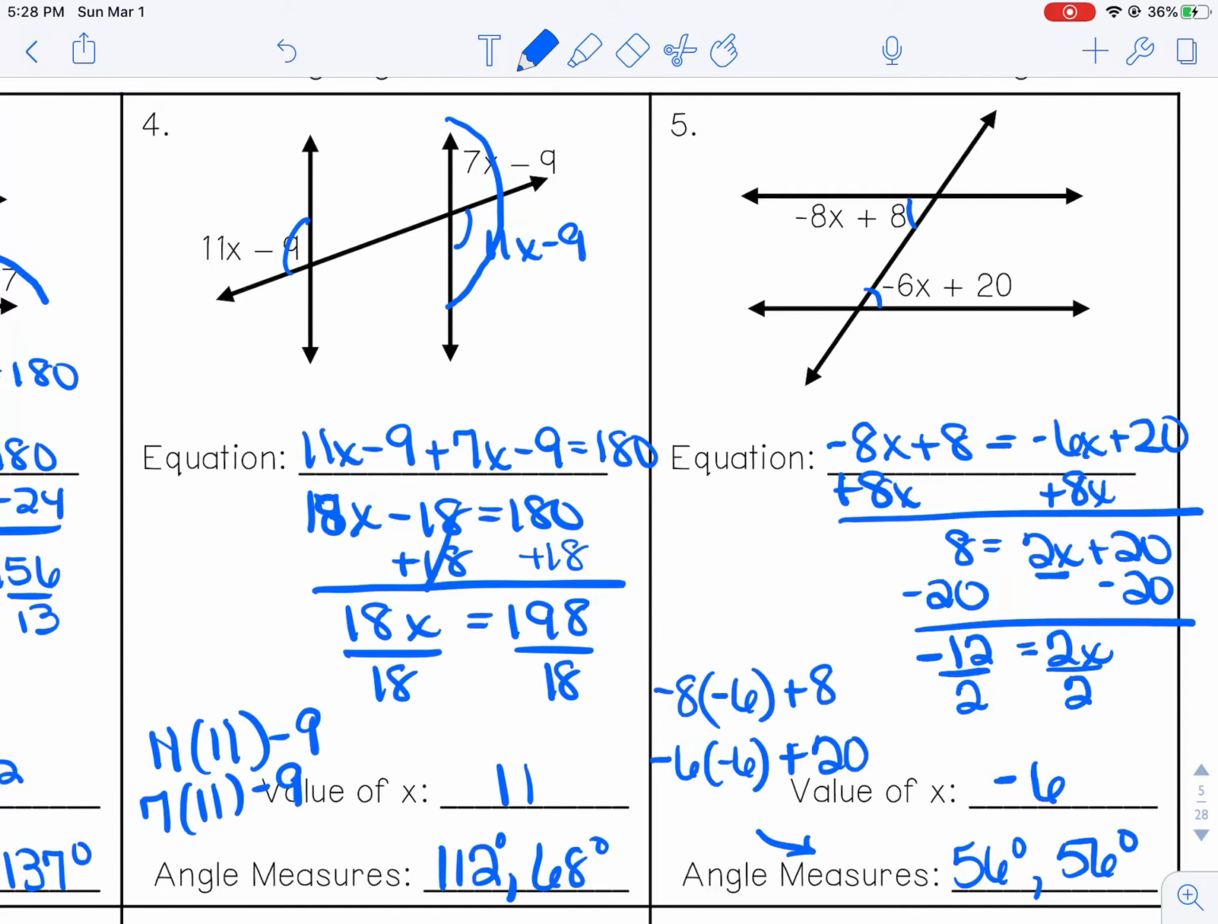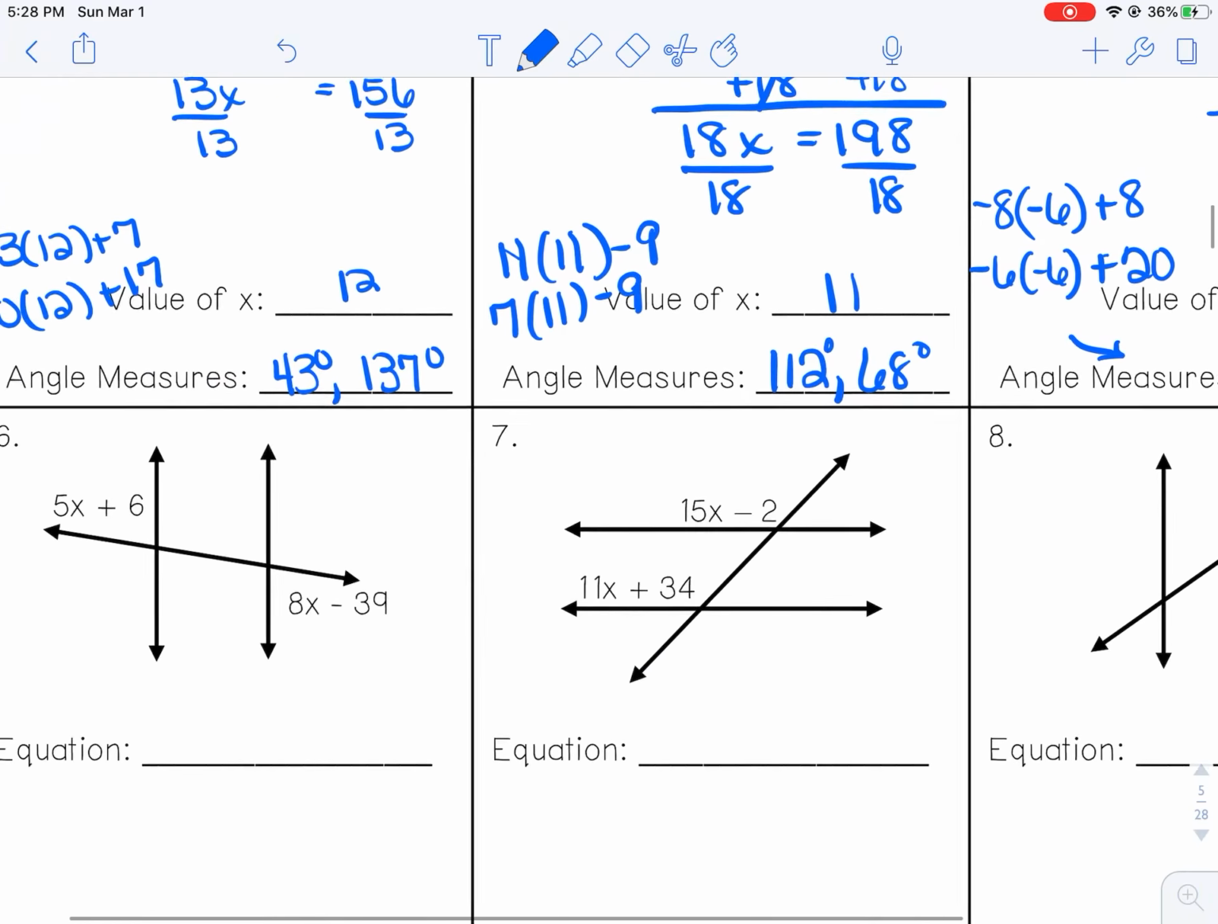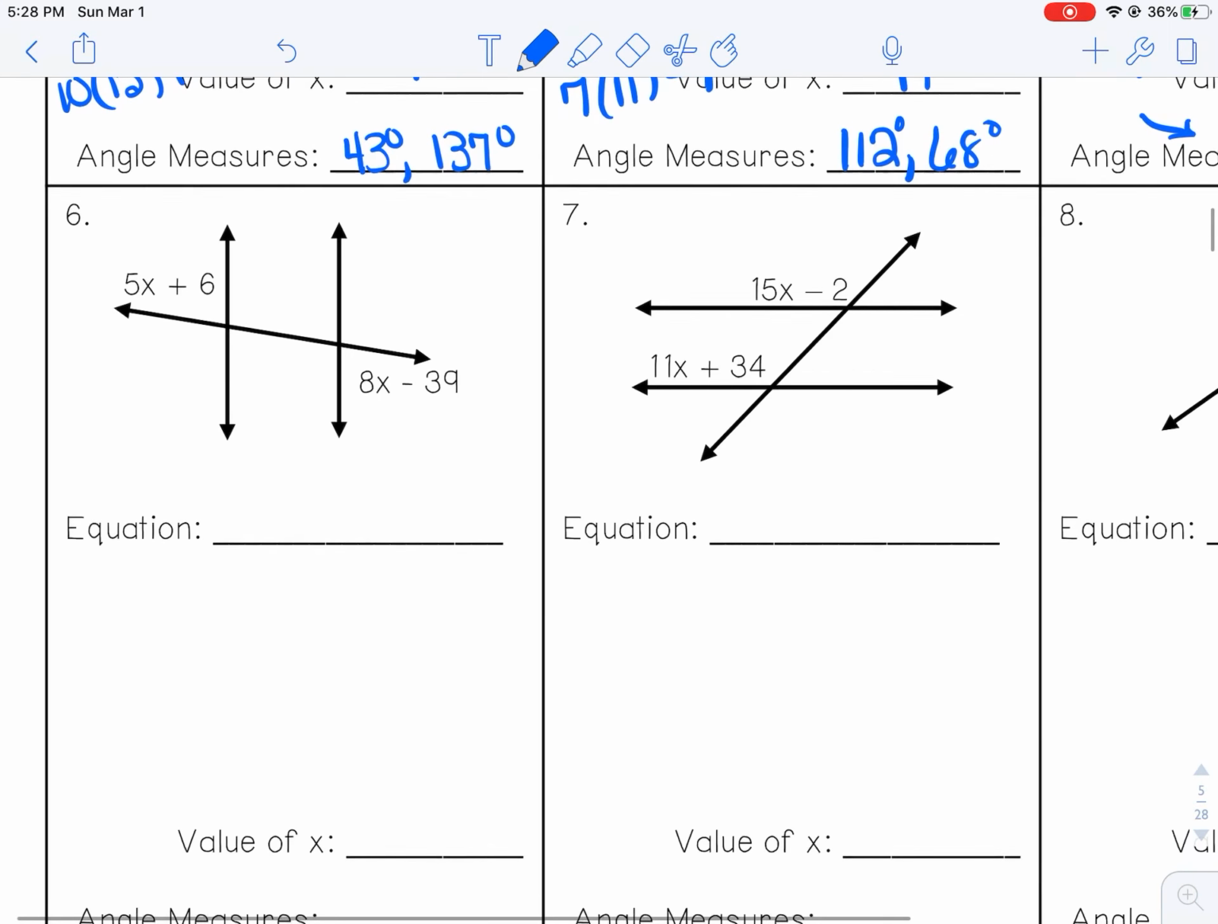All right, hopefully you're getting the hang of it. The hardest part is trying to determine if you have a supplementary relationship or do you have one of those congruent angle relationships: corresponding angles, alternate interior, alternate exterior, or vertical. Let's see what we've got going on in number 6.